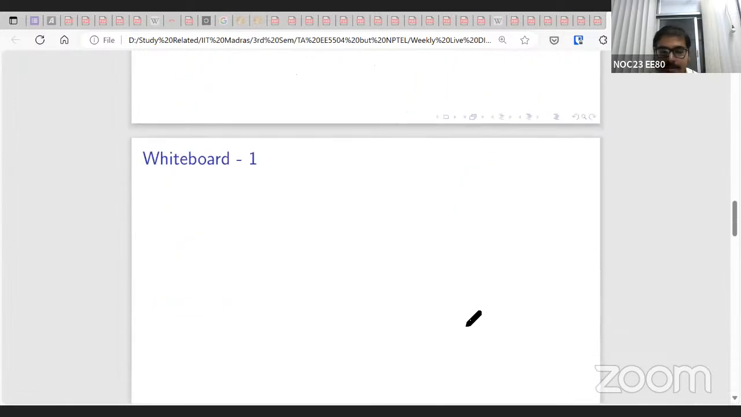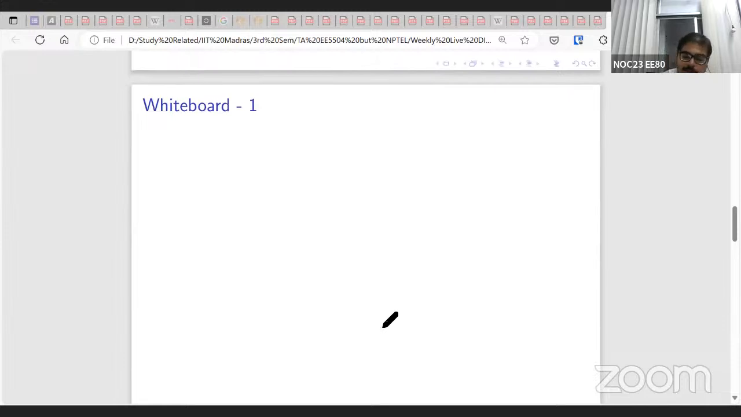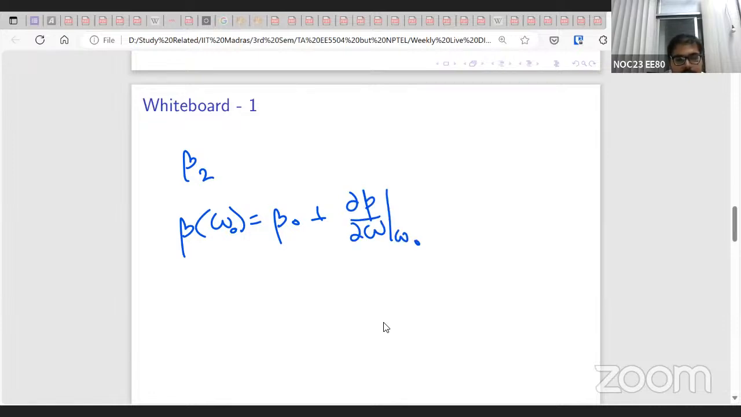In question 4, you were asked about this beta 2, which was not defined during the course. So beta 2 is actually, when we write beta as a function of omega, we write a Taylor series expansion about some frequency. We can write beta naught plus some constant times the first term.